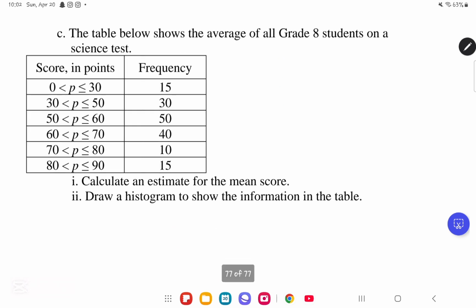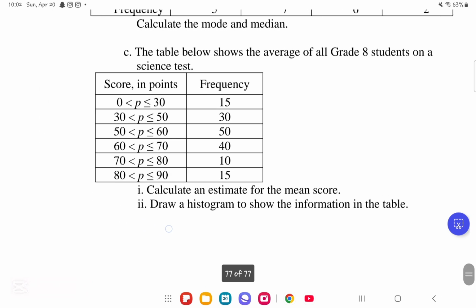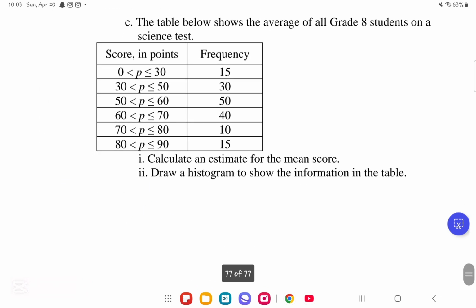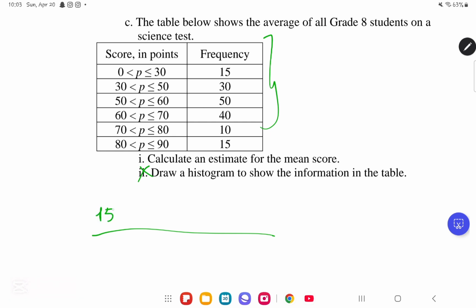C, the table below shows the average of all grade 8 students on a science test. Draw a histogram to show the information in the table. Okay, I'm not going to do part 2. Part 2 you guys can do by yourself. But I will do part 1. To find the mean of the score, you're going to take the frequency and multiply it by the mid-interval. Over here, this is going to be 15. So it's 0 plus 30 divided by 2, which is 15.